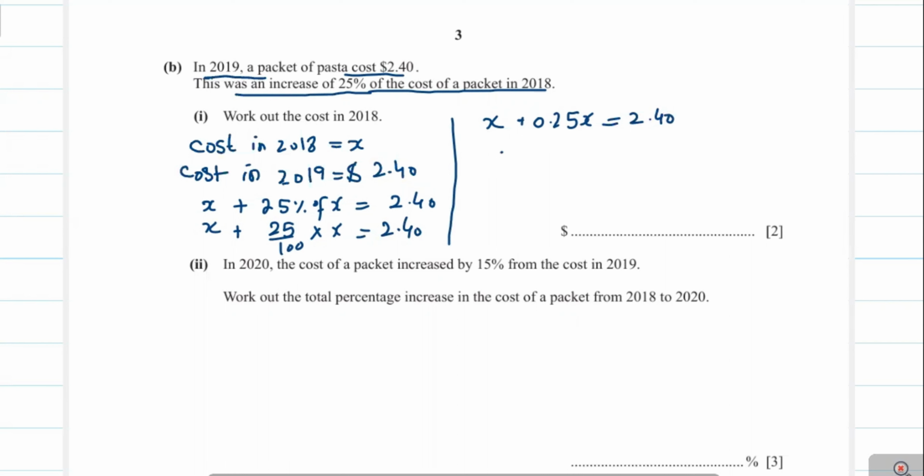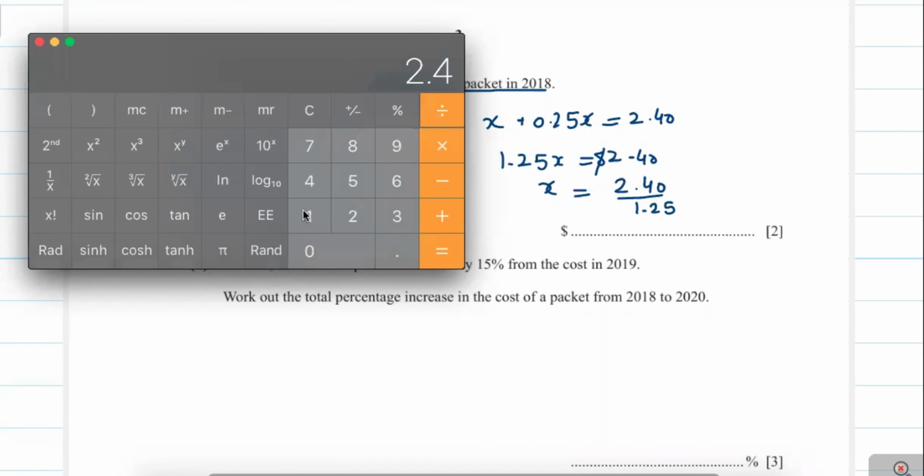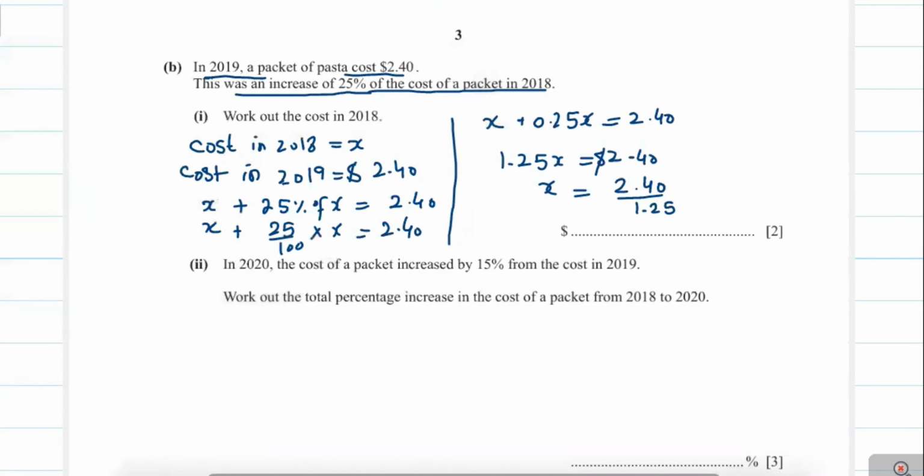Now that value becomes 1.25x equal to $2.40. Now the x value will be equal to 2.40 divided by 1.25. Now we calculate it: 2.4 divided by 1.25. The answer is 1.92. We write it as $1.92. This is the answer.